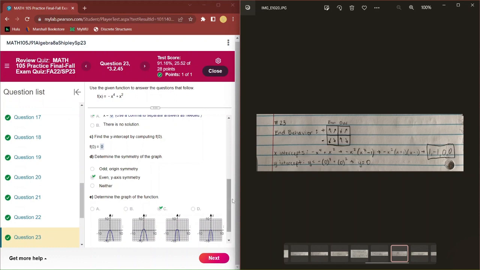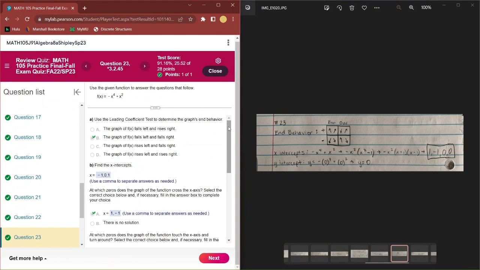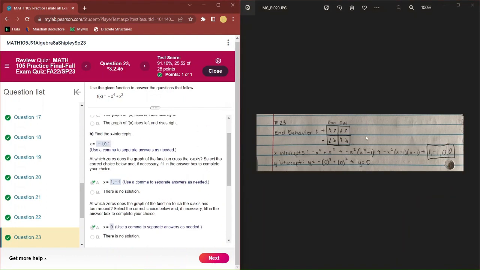All right, number 23. This is a larger question, I believe. You also have to memorize this end behavior graph. If it's positive, or if it's even, you just have to look at that. So by looking at this, you can tell that it falls left and falls right. And then in order to find the x-intercepts, you have to factor. And you can see here, the reason there's 2 zeros is because you square x. So it's technically x times x, so there's 2 zeros.